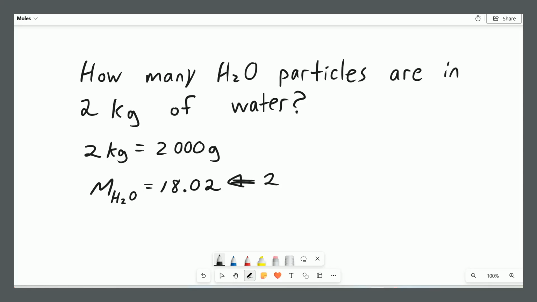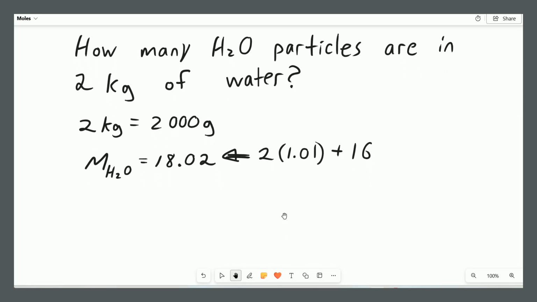Well, 2 times the atomic mass or molar mass of hydrogen plus 1 times the atomic mass or molar mass of oxygen. And that gives us 18.02. 1 mole of H2O will weigh 18.02 grams. So, how do we get to number of particles from there?